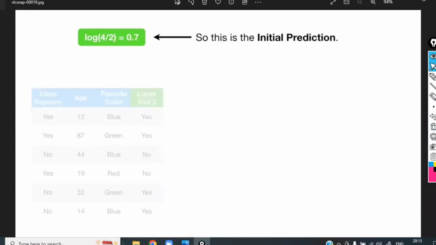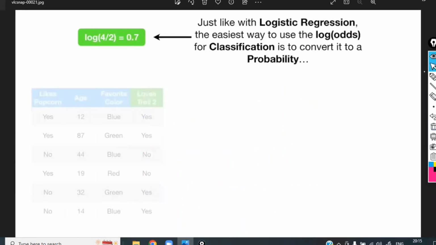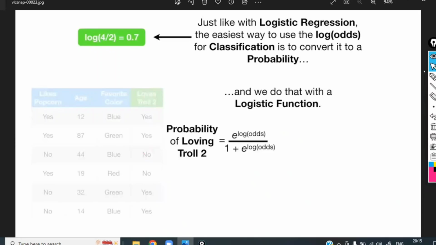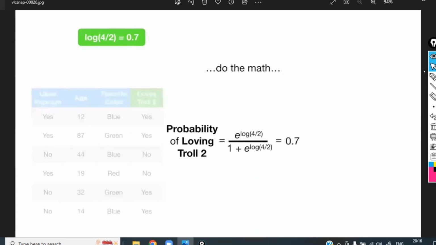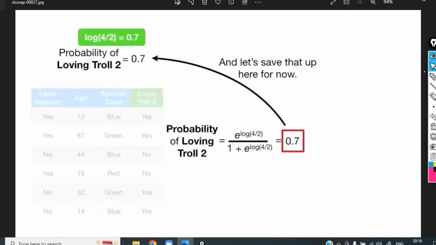The same thing I'm calculating here. Can you see how we are going to do the classification? By applying the logistic function, that is e to the power of log of odds divided by 1 plus e to the power of log of odds. Just substitute the log of odds. What is the value? 0.7. Substitute here, and you again get the answer as 0.7 only. Now this 0.7 is your initial prediction.